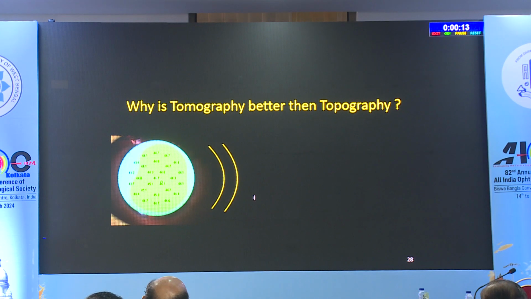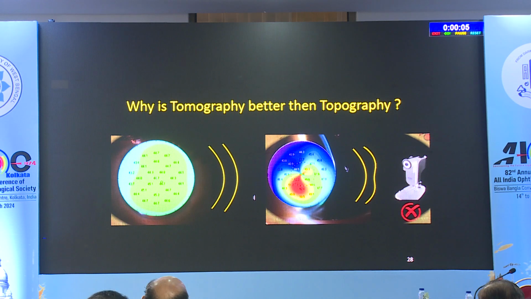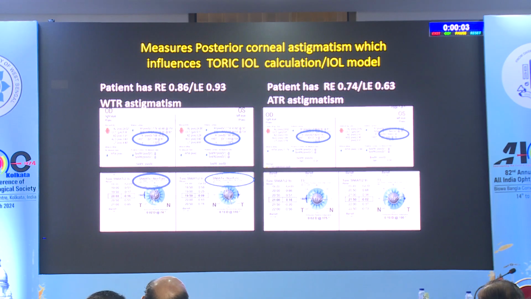Now, we've spoken about kerato, we've spoken about tomo. Is tomography important? Do we need to have Pentacam and Sirius? Not completely necessary, but it always helps you in giving that extra reading. Why? Because the whole paradigm of astigmatism has now shifted to posterior corneal astigmatism. So all these machines give you posterior corneal astigmatism, and we know that this adds or subtracts from your anterior surface astigmatism. For example, in the first patient here, you see the amount of cylinder is the same in both the eyes, 0.86, 0.93, it's with the rule.